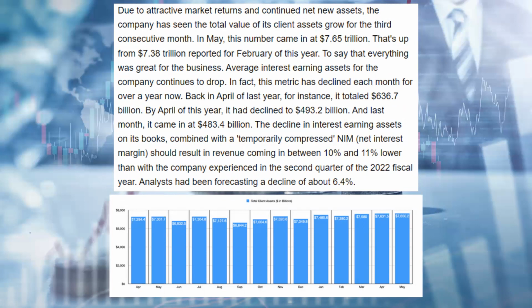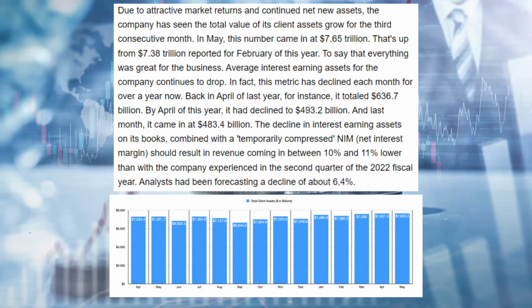Now, average interest earning assets for the company continue to drop. In fact, this metric has declined each month for over a year now. Back in April of last year, for instance, it totaled 636.7 billion. Now by April of this year, it had declined to 493.2 billion. And last month, it came in at 483.4 billion.